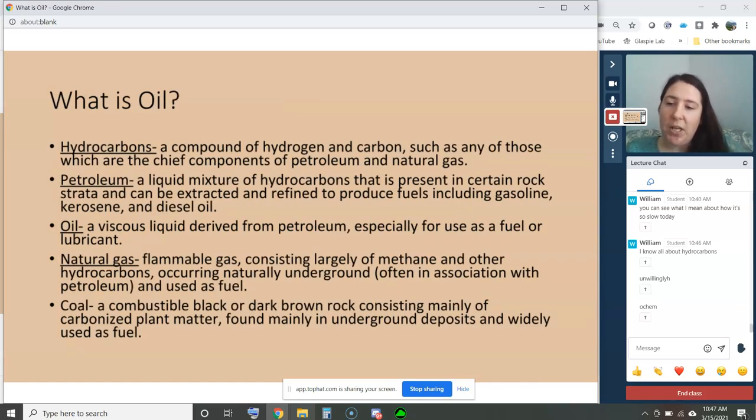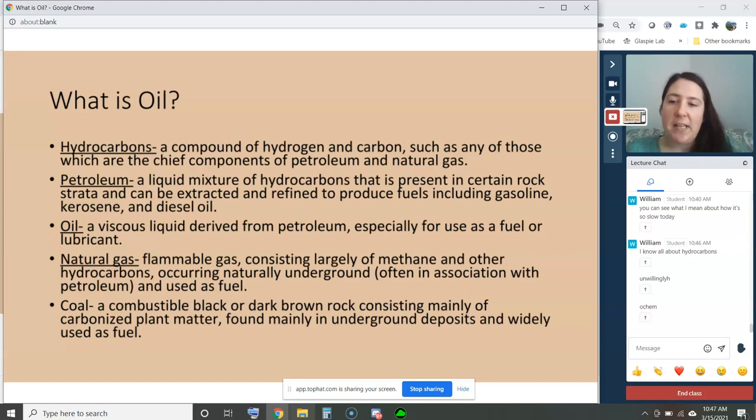So what is oil? I'm going to use a number of these terms throughout the lecture, so I just figured we would start off by defining them. Hydrocarbons are any compound of hydrogen and carbon, such as any of those which are the chief components of petroleum and natural gas. Petroleum is a liquid mixture of hydrocarbons, and it can be present in certain rock strata and can be extracted and refined to produce fuels.